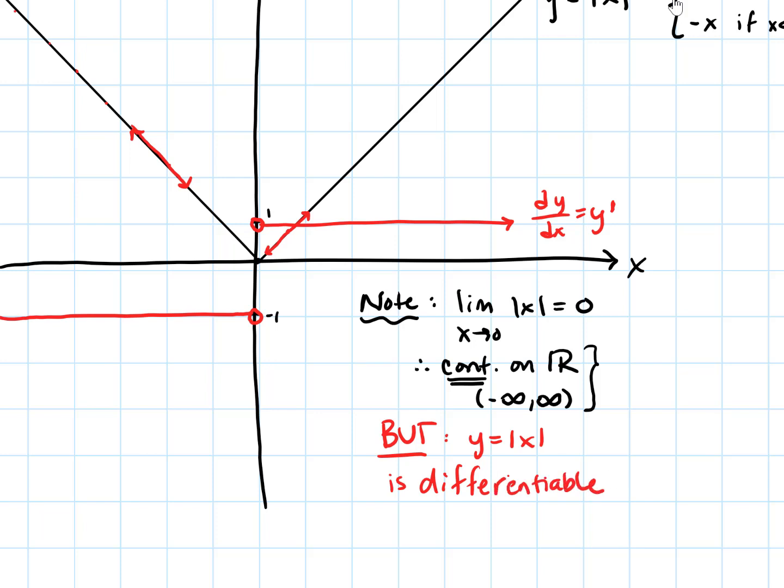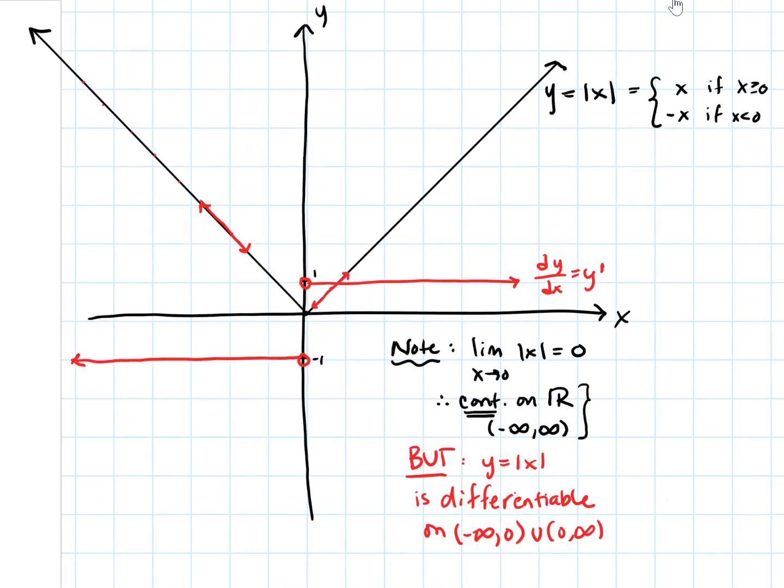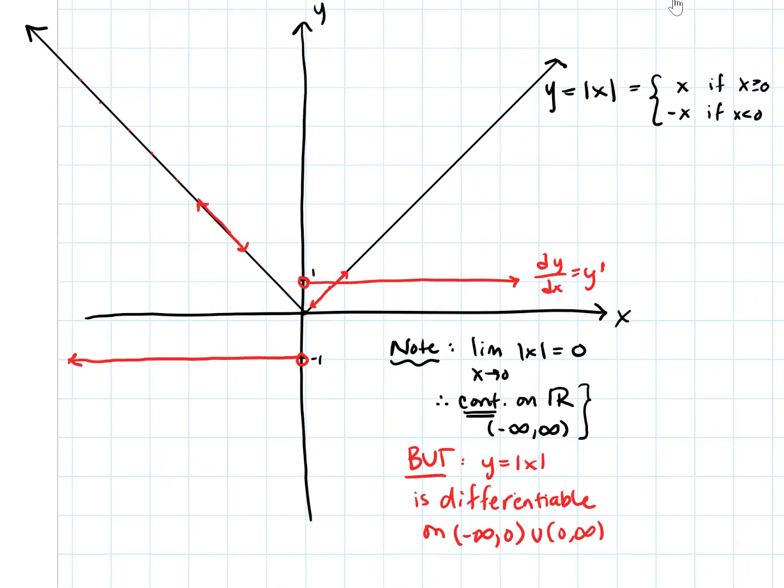Differentiable, it's a mouthful. It is differentiable on the interval from -infinity to 0 and from 0 to infinity. It is not differentiable at 0. Okay? This function is not differentiable at 0. So notice here that it was continuous everywhere, but there was a point where it was not differentiable. So just because it's continuous at 0, that doesn't mean that the function will be differentiable there.